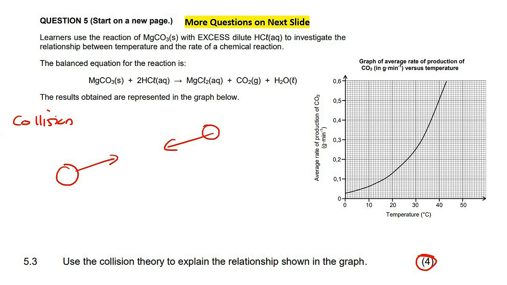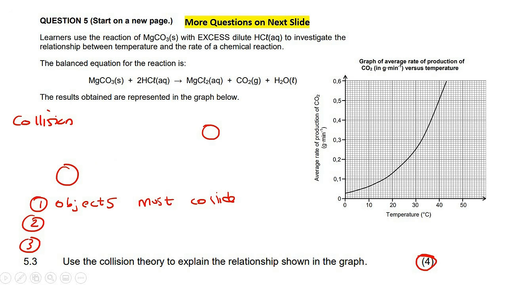The collision theory tells us that in order for a chemical reaction to take place, you need 3 things to be in place. Number 1, the objects have to bump into each other. That should be pretty obvious to you. So the objects must collide. They must go into each other. But that is not enough. That is not good enough.